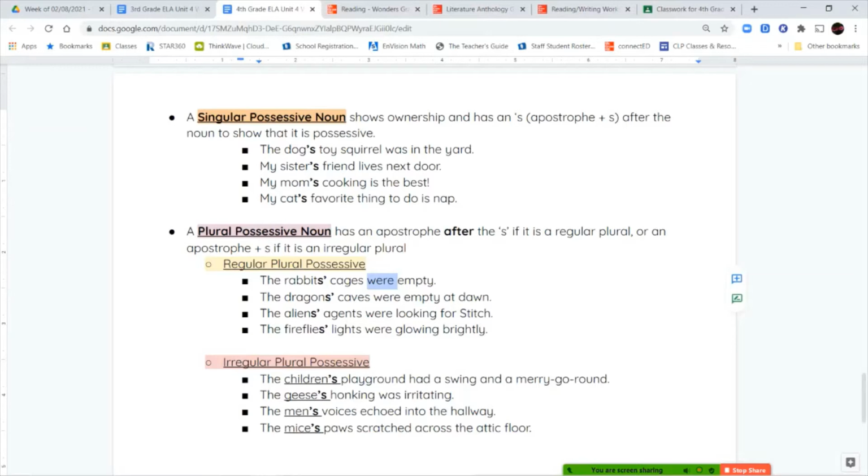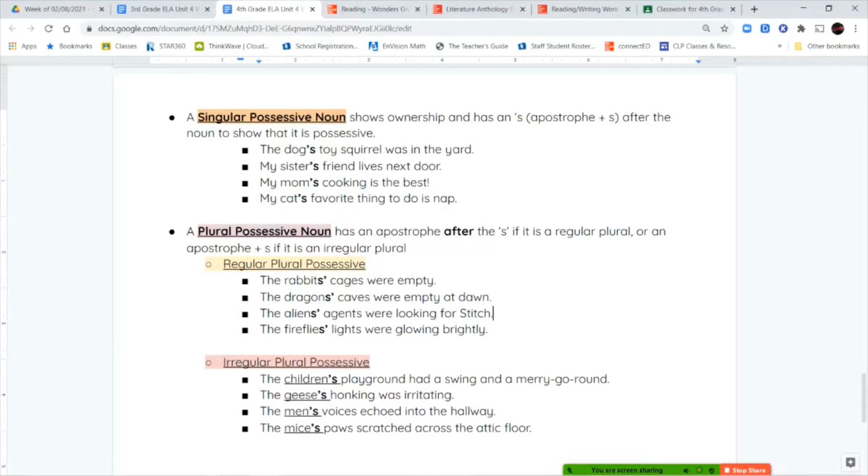The dragons' caves were empty at dawn. So again, caves is plural, and were is a word that we use with multiples or with plurals, not with singular. With singular subjects, we say was. When the subject of the sentence is plural, we say were. The aliens' agents were looking for Stitch. So if you've seen Lilo and Stitch, you know what I'm referring to. So aliens, we're talking about a group of aliens. So the apostrophe comes after that S. And the agents of those aliens, right? The agents that belong to the aliens were looking for Stitch.